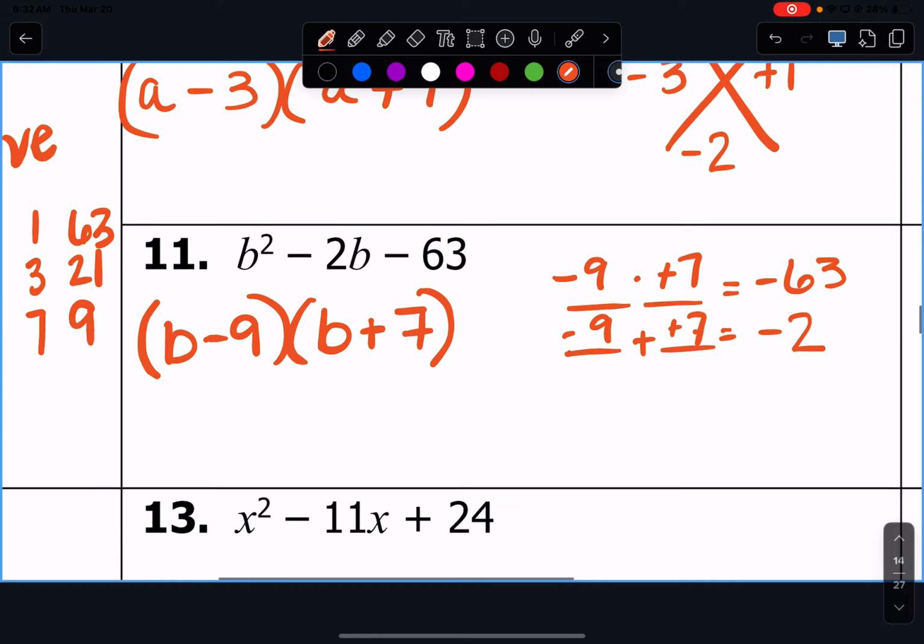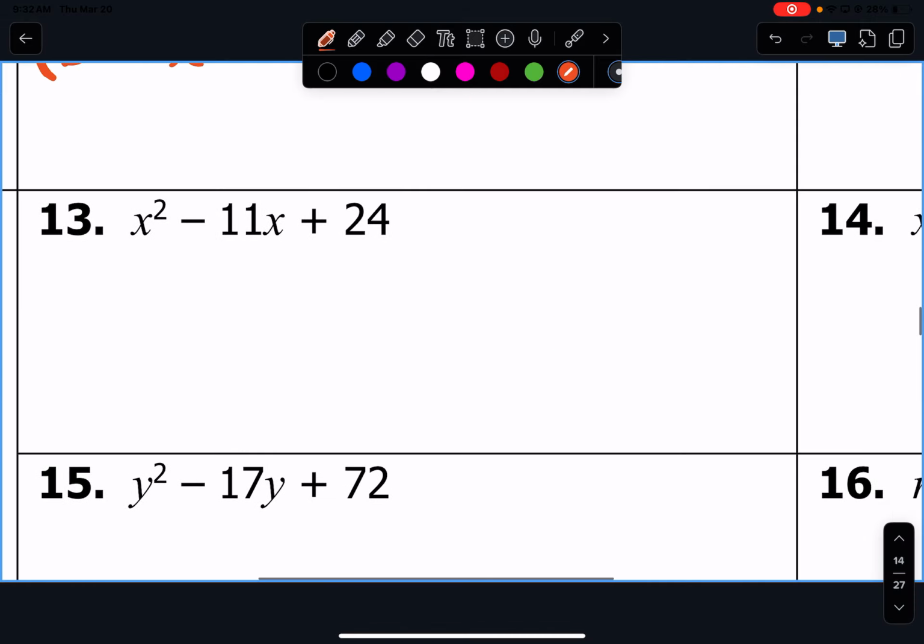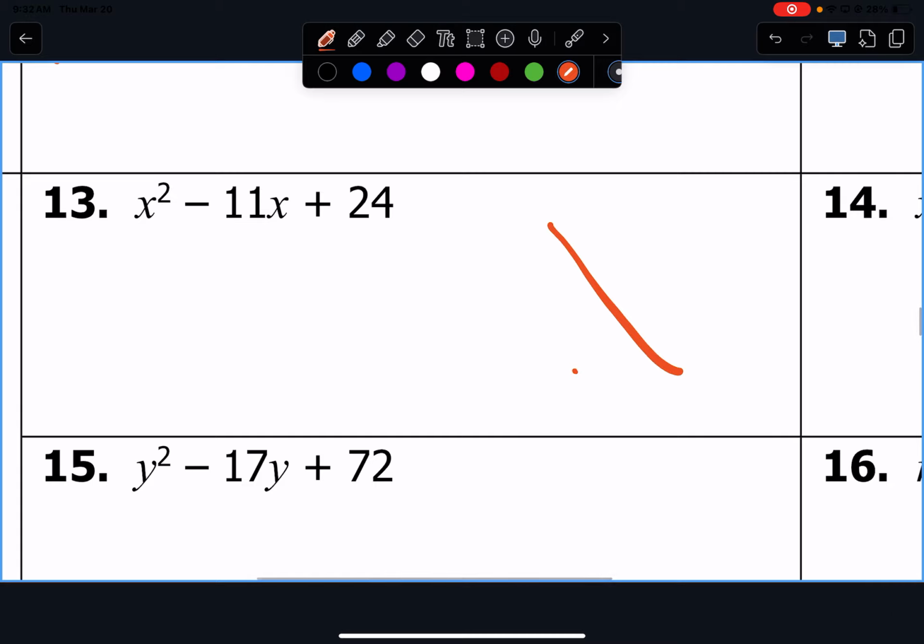All right, for number 13, we have to multiply to get a positive 24, but add to get negative 11. So if I have to multiply to get a positive, but add to get a negative, what signs do I need? Double negative. Now, what are the factors going to be? 8 and 3. So negative 8, negative 3. How would I write my answer?